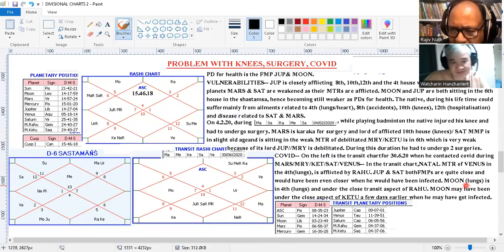Moon, significator of lungs, is in the 4th, lungs, and under the close transit aspect of Rahu. Moon may have been under the close aspect of Ketu. You can understand this later because they are moving, so slightly earlier Moon would have been in another house. Moon moves very fast; in one house it stays for about 2 to 2.25 days. So it was a few days earlier when he got infected.